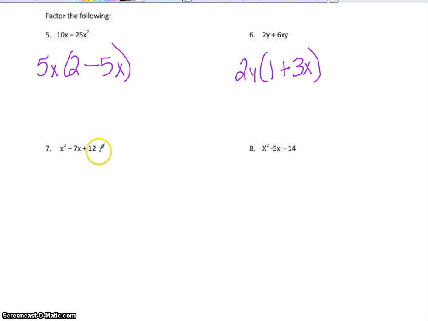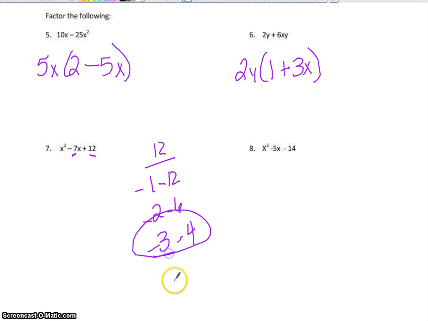Number 7 has 3 terms. It's a trinomial. You're going to find the factors of the number at the end. So the factors of 12 are 1 and 12, 2 and 6, 3 and 4. Signs are the same, and they're all going to be negative. You need to choose the factors that equal negative 7, so it's negative 3 and negative 4. As long as there is not a number in front of the x squared, you're ready to just write your answer. X minus 3 and x minus 4.